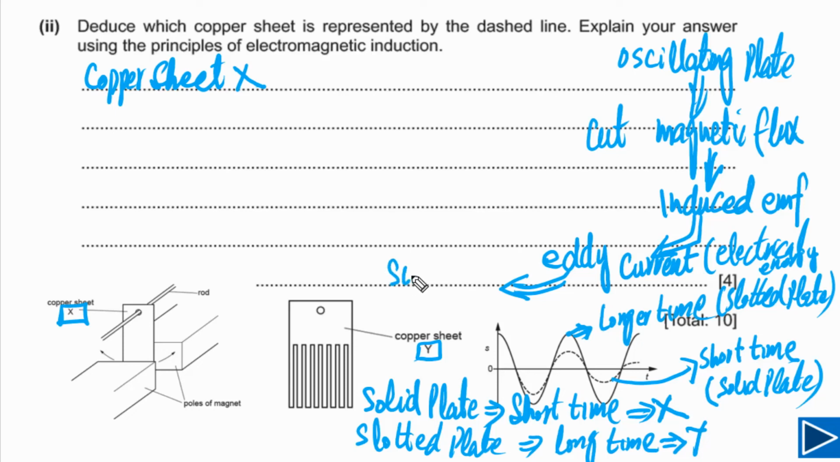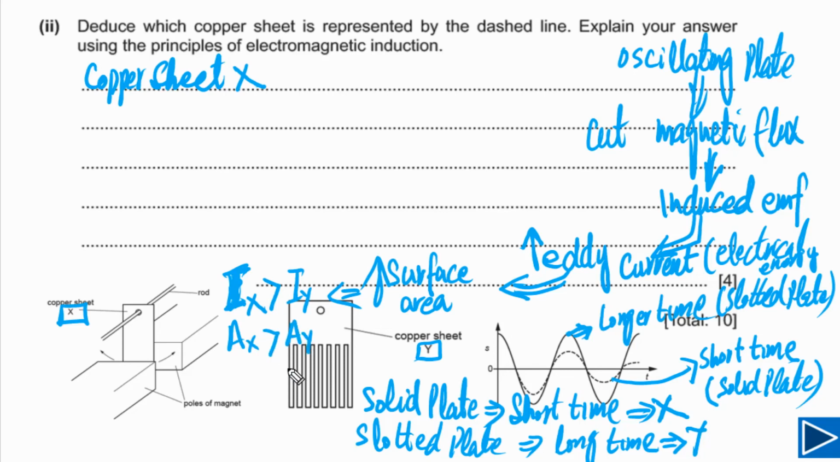If the surface area is large, eddy currents are large. So the eddy current I in plate X will be greater than in Y because the surface area of X is greater than the surface area of Y. It simply means that energy will be dissipated very quickly in the solid plate. Its mechanical energy will be converted into electrical, and then electrical will be converted into thermal energy due to eddy currents, because the conductor also has resistance.